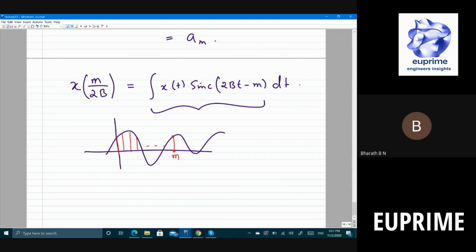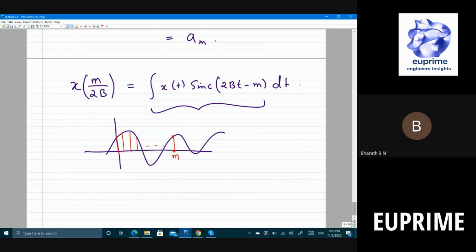Okay, so although in integral form this is complicated, in terms of implementation it's very easy. You just have to sample at that particular time instant. On the other hand, in a general case where you don't use sinc, finding the coefficient amounts to evaluating this integral. In this case, this integral evaluates to the sample at time instant m.